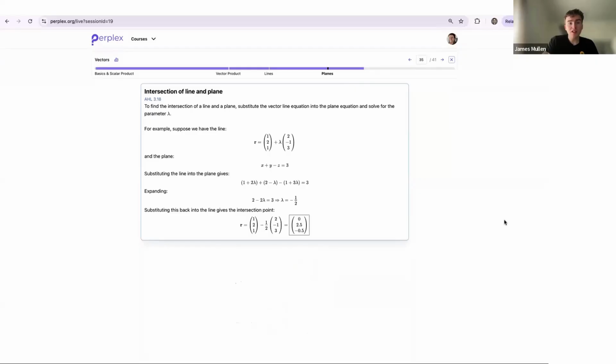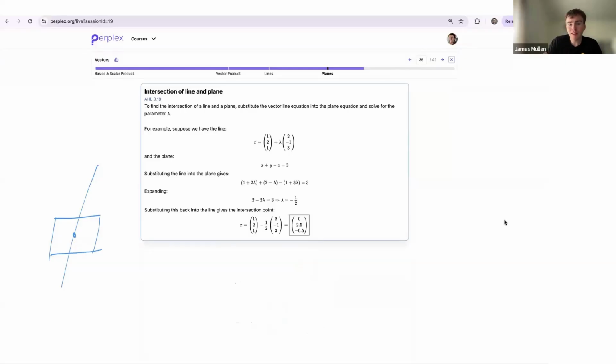Now we can talk about the intersection of a line and a plane. Well, if I have a plane that looks something like this, and a line that goes somewhere in space, they're going to intersect, in general, at one particular point. Now, the line could lie in the plane, that's possible, but in general, there's just going to be one intersection.